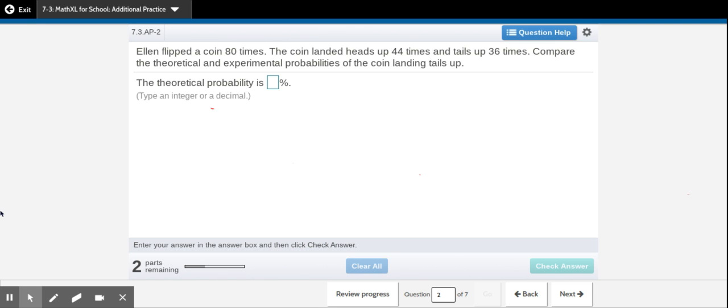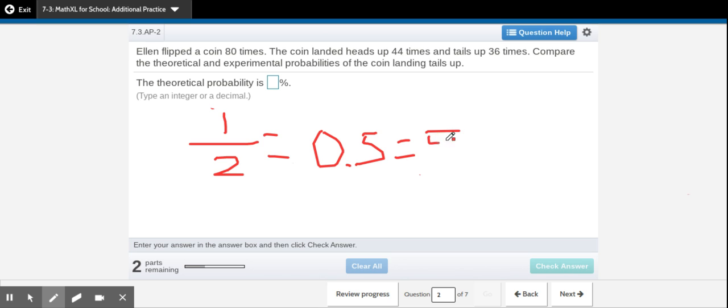So the theoretical probability, now in theory, if you flip a coin, you will land on tails 1 out of a possible 2 outcomes. That makes sense? You can land on tails once out of 2 possible outcomes, which is heads or tails. So 1/2 as a decimal is 0.5, and that equals 50%.